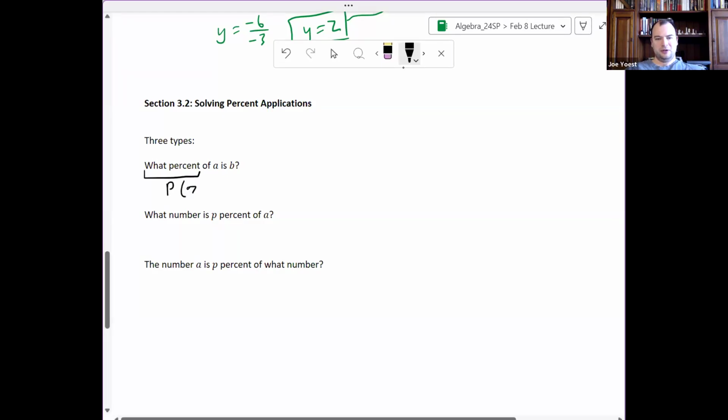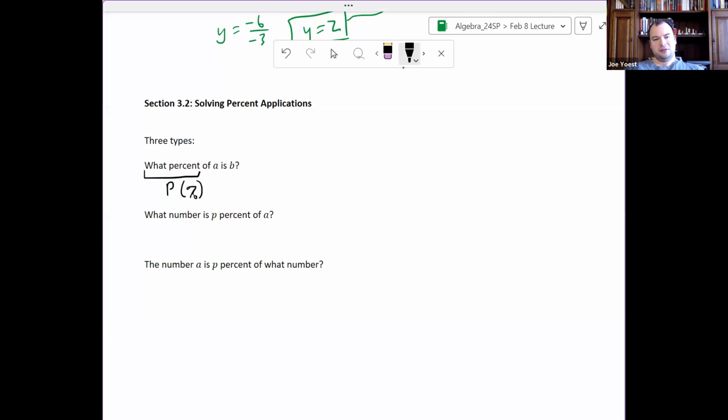So the thing that we're looking for is P, and we're thinking of P as kind of a percentage. We'll just represent it as P. I'm not going to write P%. I'll just write it as P, but when we get an answer, if we got P equals 0.15, we change that to 15%. So what percent of A is B?